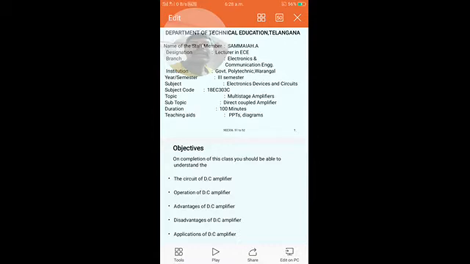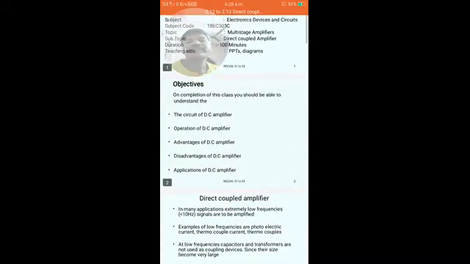By the completion of this class you will be able to know the direct coupled amplifier construction, the circuit diagram of the direct coupled amplifier, the operation, that is the working, of the direct coupled amplifier, the frequency response of the direct coupled amplifier, and its advantages, disadvantages, and applications.